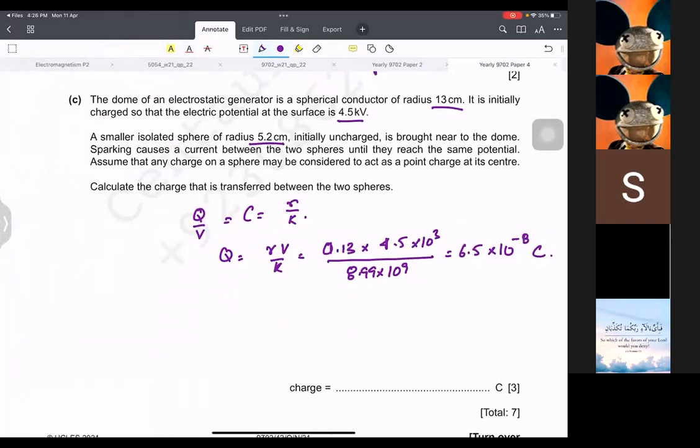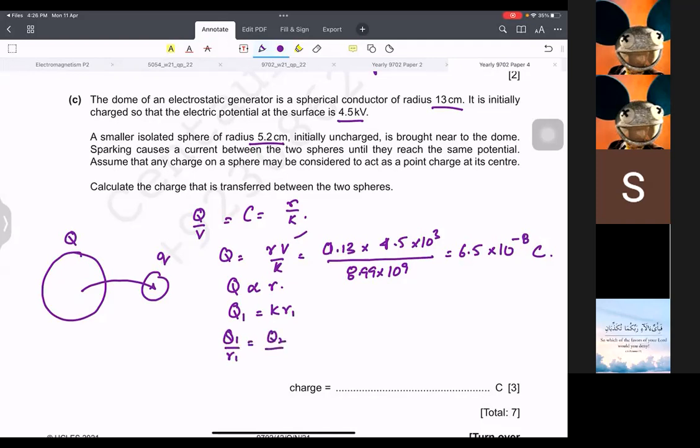Now we need to understand something. If this was the dome with the charge Q and this is a dome with the charge small q. So when some of the charge travels here, just to make an equation, we need to understand that at one point the voltage is going to be the same. Which basically gives me this idea that Q is directly proportional to R, and then I could write Q1 over R1 equals Q2 over R2. So I can make a relationship. That gives me an idea.